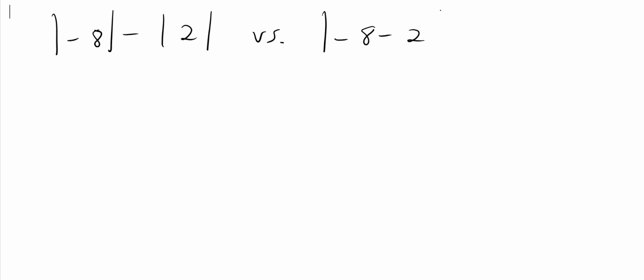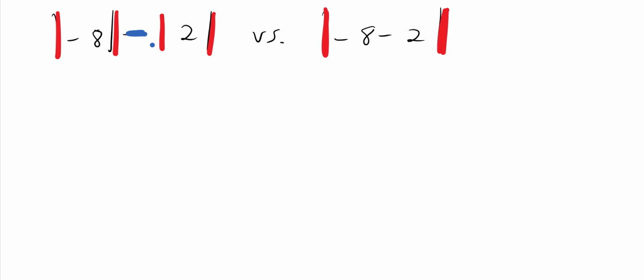I do absolute value of negative 8 minus absolute value of 2, versus, I just want to compare these two, versus absolute value of negative 8 minus 2. So what is the difference between these two? All right. Well, do you guys agree that this one has absolute value around the whole thing, right? This one is absolute value around each individual one, and then you still do the minus on the outside. So really, this blue minus sign right there is not inside the absolute value.